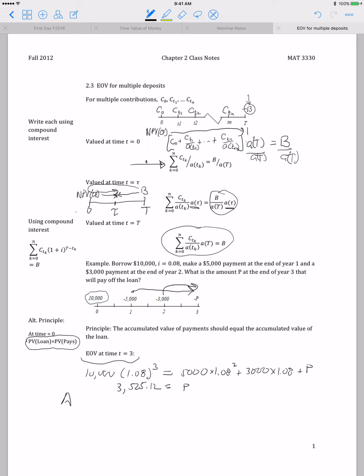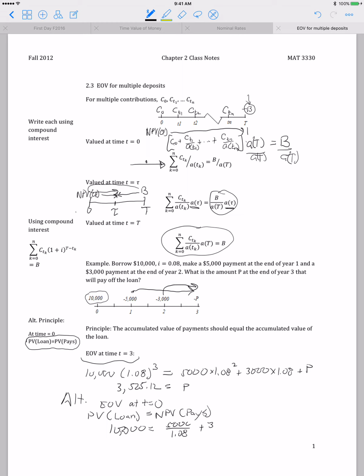If we wanted to write down the alternative equation of value, that would be the equation of value at time t equal to 0. So now we're going to write down the present value of the loan is equal to the net present value of the payments. So we have at time 0, the loan is worth $10,000. We receive it. The net present value of the payments using the loan interest rate, $5,000, is discounted back 1 year.